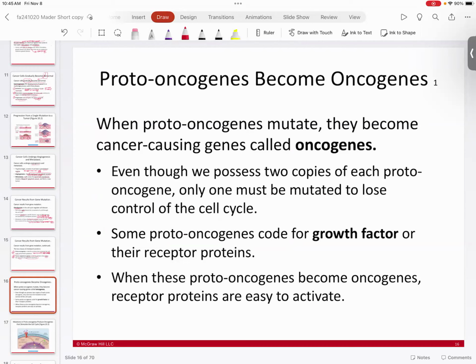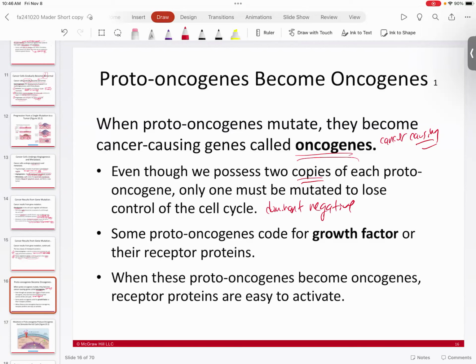Now, when the proto-oncogene will mutate, typically they will essentially be stimulating cell cycle without control. And then once they become mutated and they're no longer turned off, they're no longer kept quiet, then they become what's called oncogenes. These are cancer-causing genes. Now, for every proto-oncogene, we have two copies, one coming from mom and one coming from dad. Only one of these needs to be mutated in order to lose control. This is what we refer to as a dominant negative type of situation. Only one mutation will get us to an oncogene state.